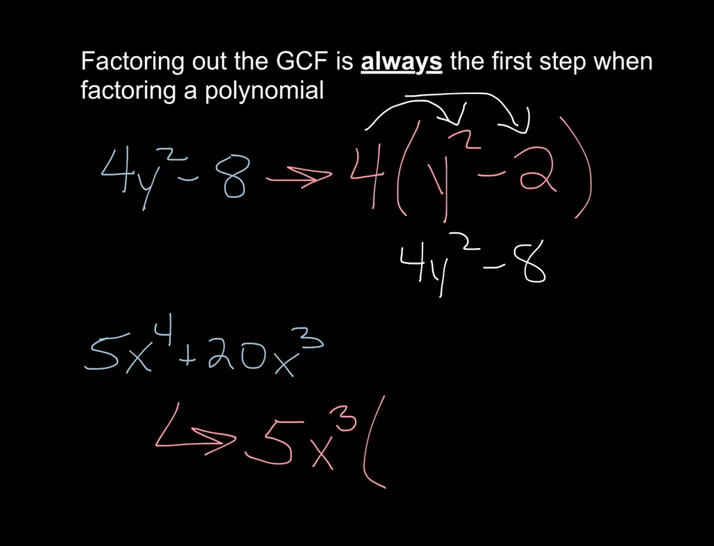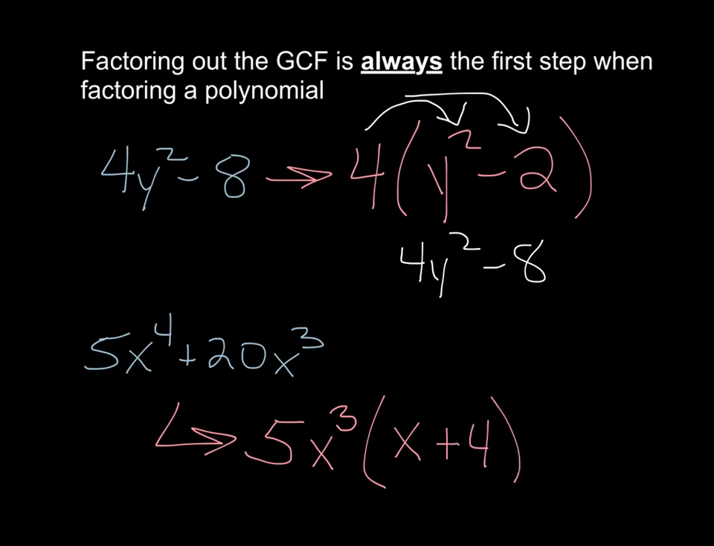Now again, we're not done because we need to write what's left over. And this is where you have to say to yourself, what times 5x cubed gives me 5x to the 4th? Well, 5 times 1 is 5, and then x times x cubed would be x to the 4th. So we're just having an x left over. Okay, now go on to the next one. What times 5x cubed gives you positive 20x cubed? So that would be a positive 4.